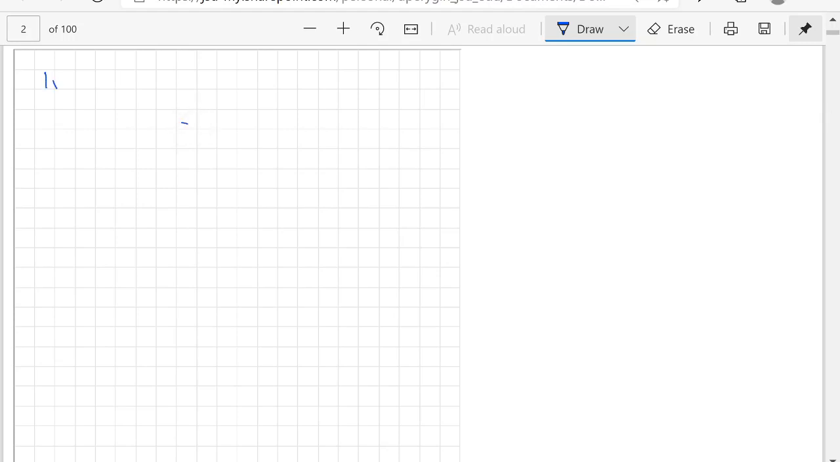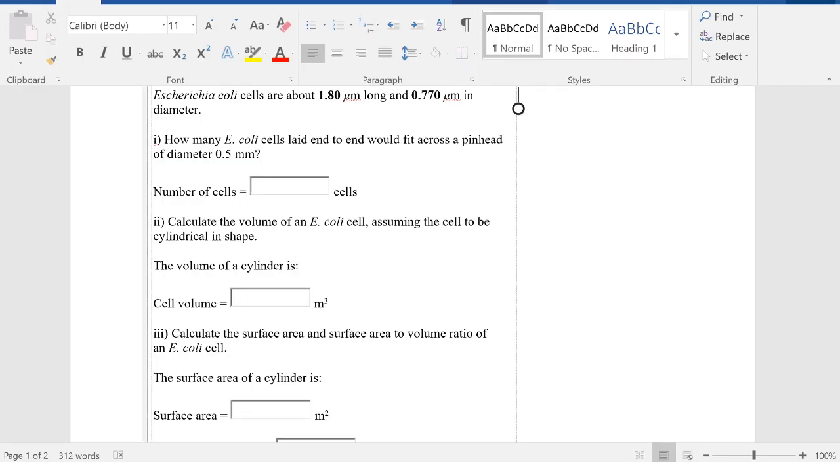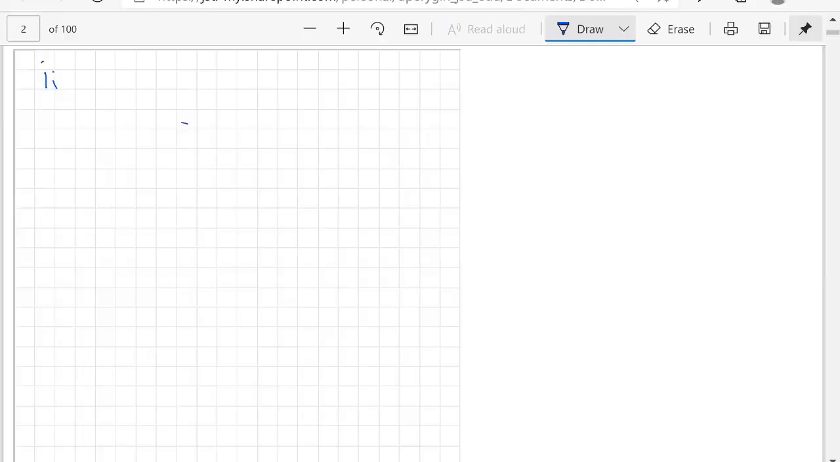So for part 2, let's go back to our question here. Calculate the volume of an E. coli cell, assuming the cell to be cylindrical in shape. So the volume of an E. coli is equal to pi r squared times height for a cylinder. So if we've got a cylinder here, then our height is this, and the radius is half across the bottom, right? Pi r squared times the height.